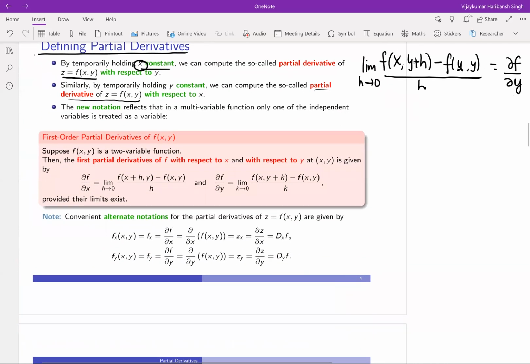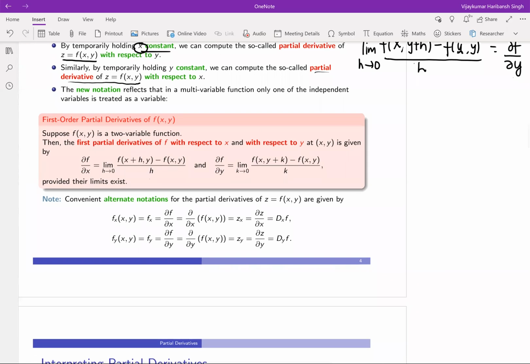Now, similarly, you can define the partial derivative of f with respect to x. In this case, you let x change, your y is fixed, and you take the limit as h goes to 0. If these limits exist, then we say the partial derivative of f with respect to x is this quantity, and the partial derivative of f with respect to y is this quantity here. Now, there are various notations for the same thing.